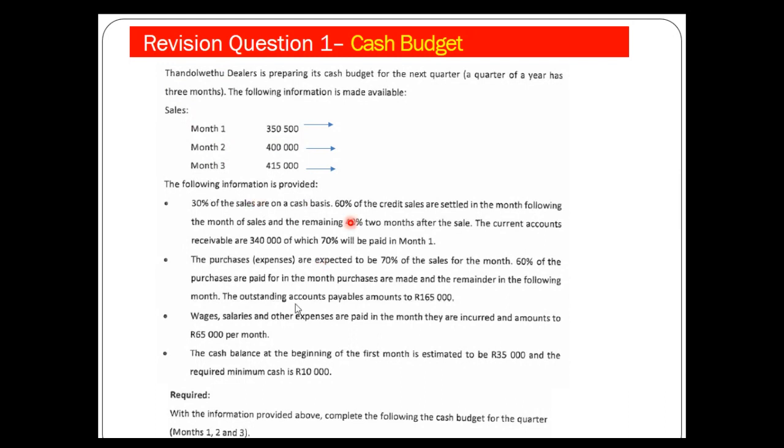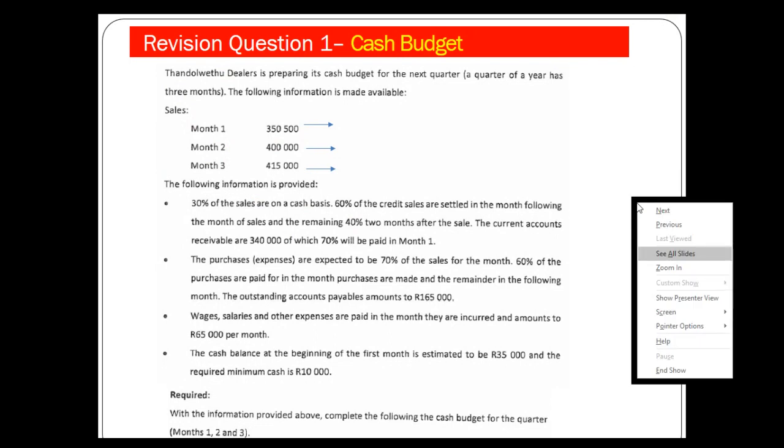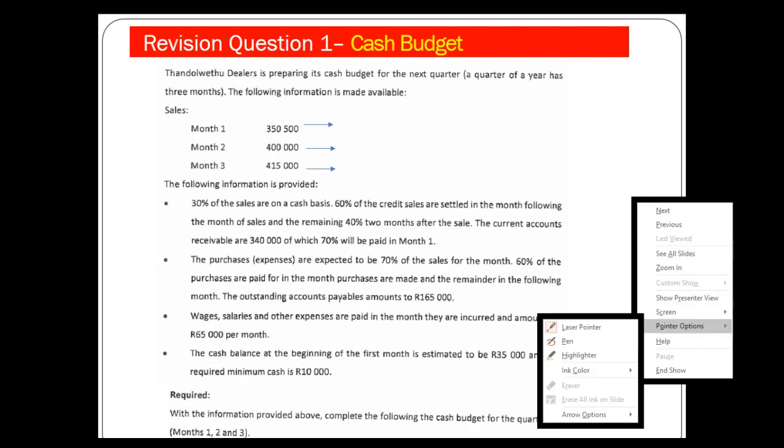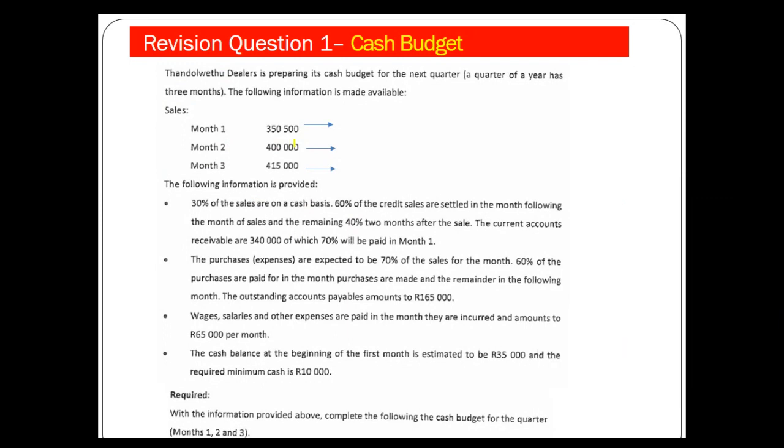We need to go through the information and make sure that we decide what to do with it. Make sure that you analyze the information so that you can understand better. They say the following information is provided: 30% of sales are cash. So we need to remember 30% cash. And then they say 60% of credit sales are settled in the month following the month of sale.